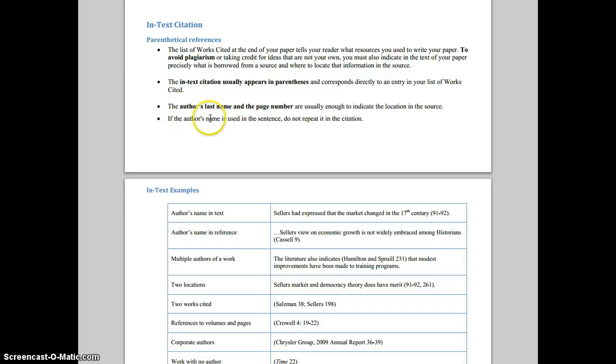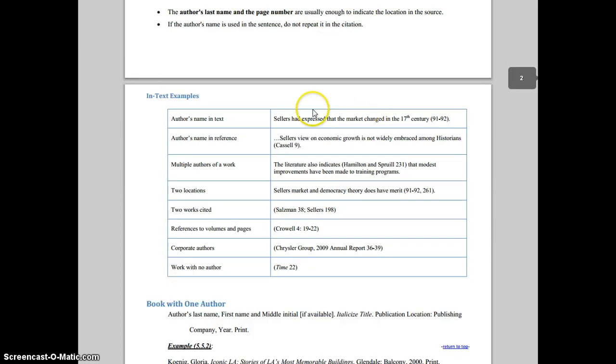Like it says here, if the author's name is used in the sentence, we don't need to repeat it in the citation. As we scroll down here, we can see an example of an author's name being used in text. We're going to quote the author Sellers here, and it says that Sellers had expressed that the market changed in the 17th century. Now, this is a paraphrase. They've taken the words of Sellers and put them into their own words, maybe even a summary, maybe they've shortened it down, but they've cited the page number that it's on. It's probably a summary for sure because it runs over 2 pages. That's an example of citing with the author's name in the text. Now, they've used the page numbers here, but if we didn't have page numbers, we wouldn't necessarily have to put a citation there.